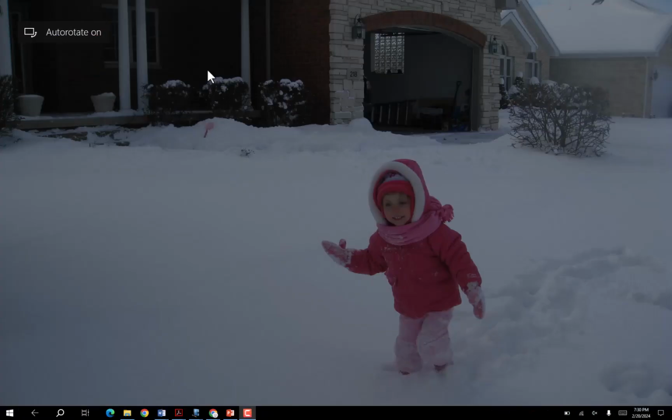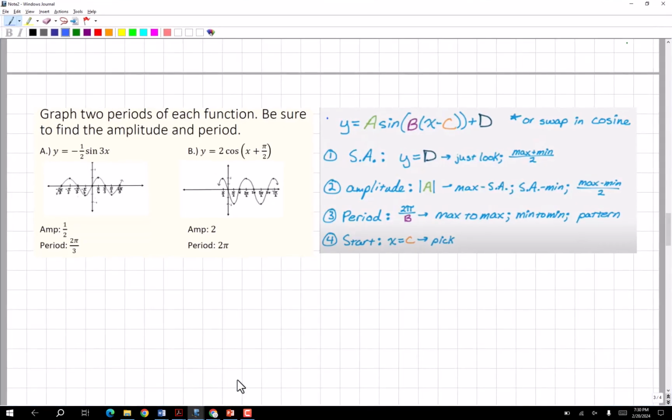Graph 2 periods of each function. Be sure to find the amplitude and the period. Okay, so the first thing we're going to do is find the amplitude, because that's A. A is the amplitude, okay? So the amplitude is 1/2, right? I want to point out that this negative means that it has to be flipped over the axis, okay? And then that number in front, this is what gets us the period.